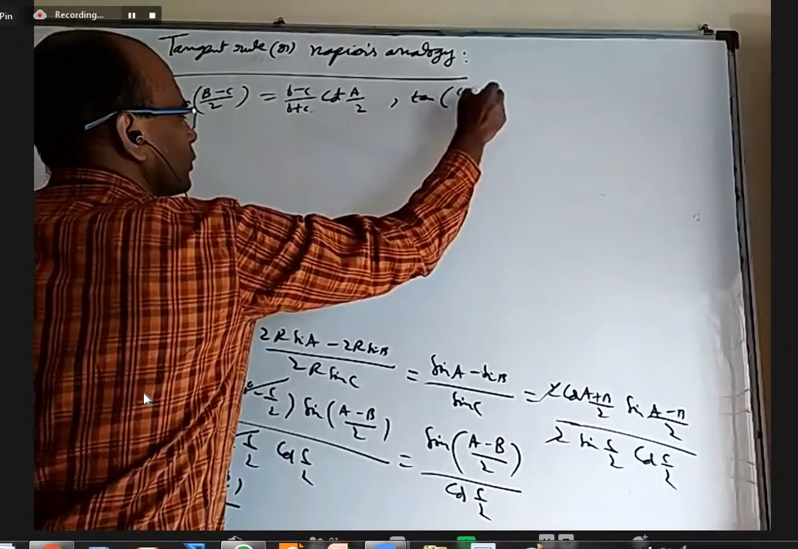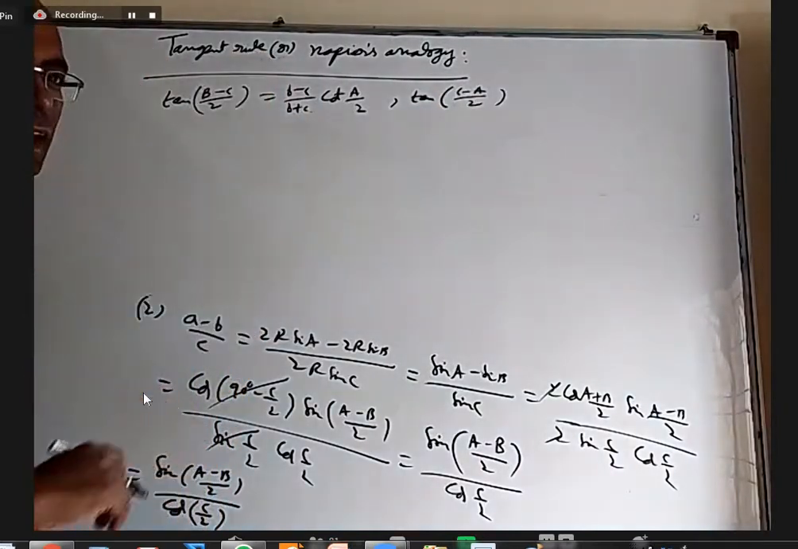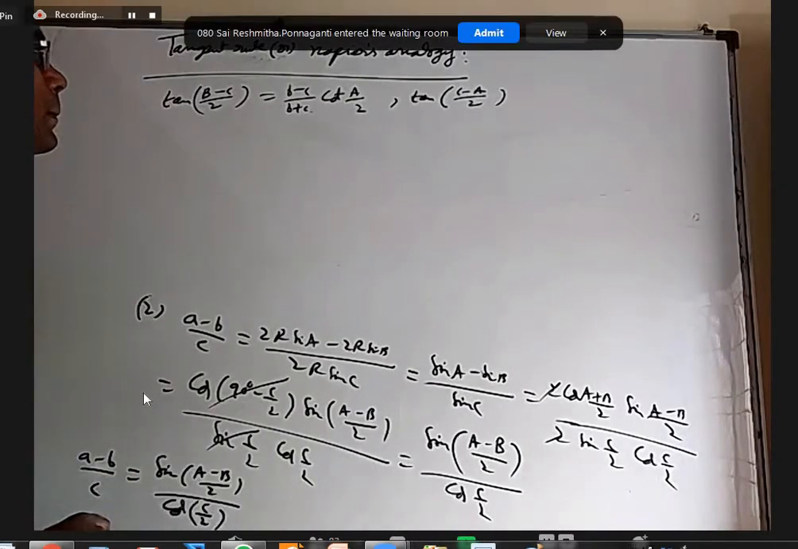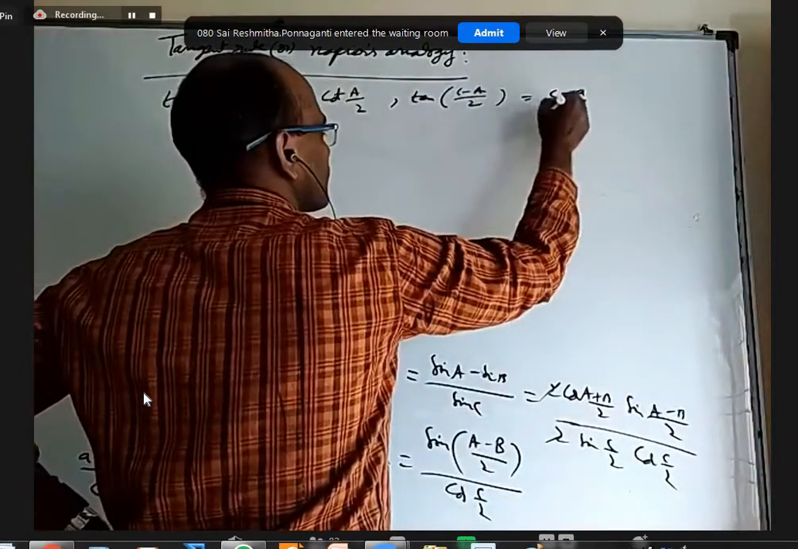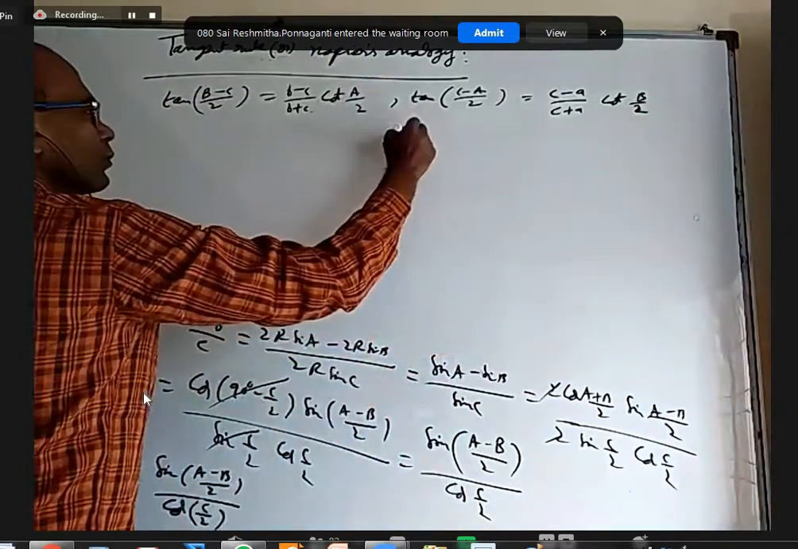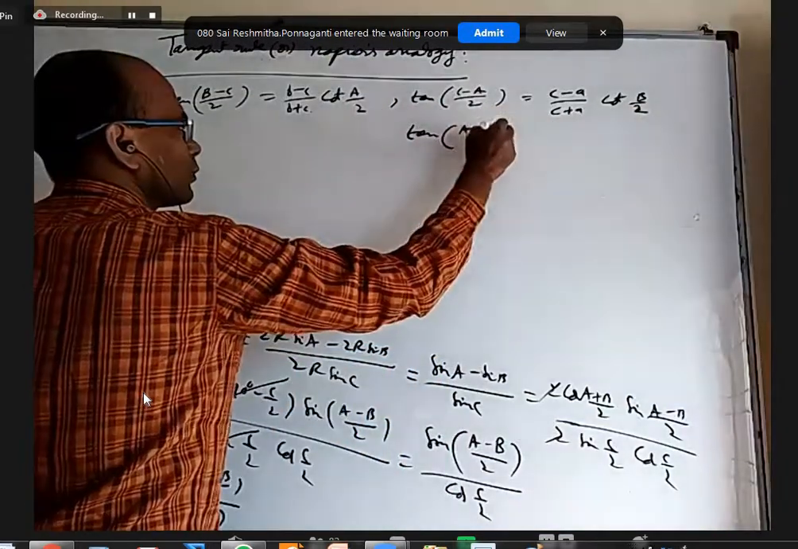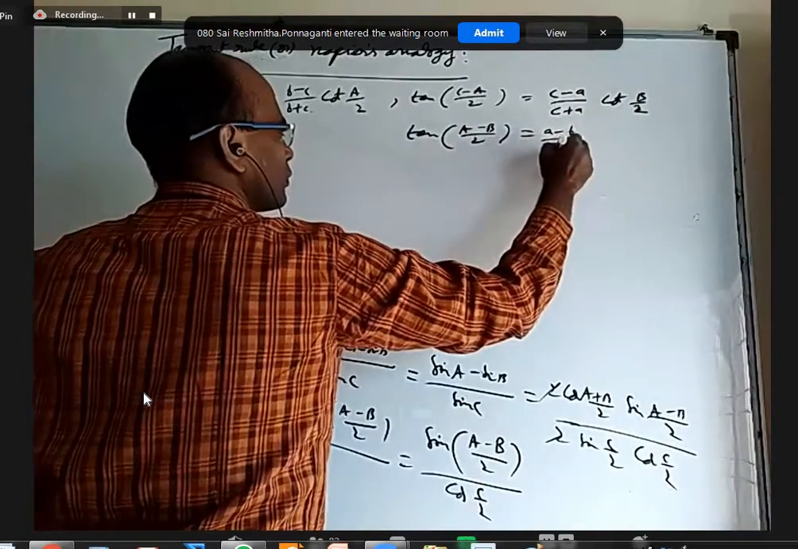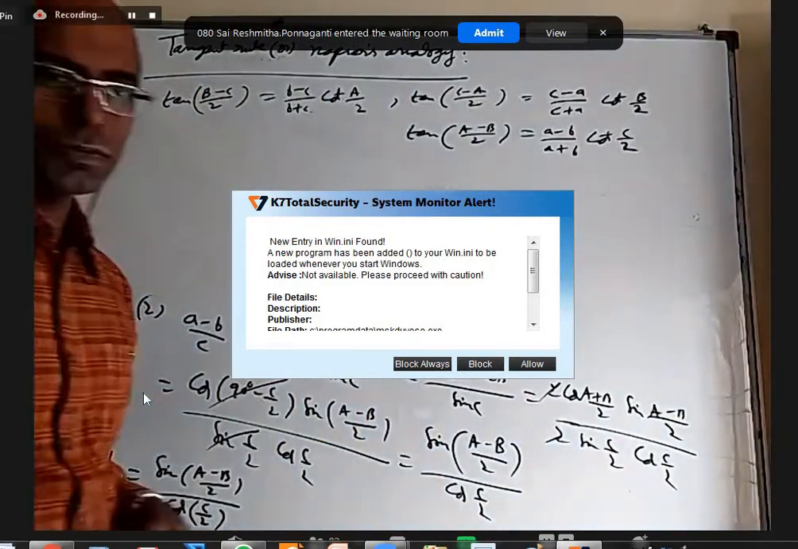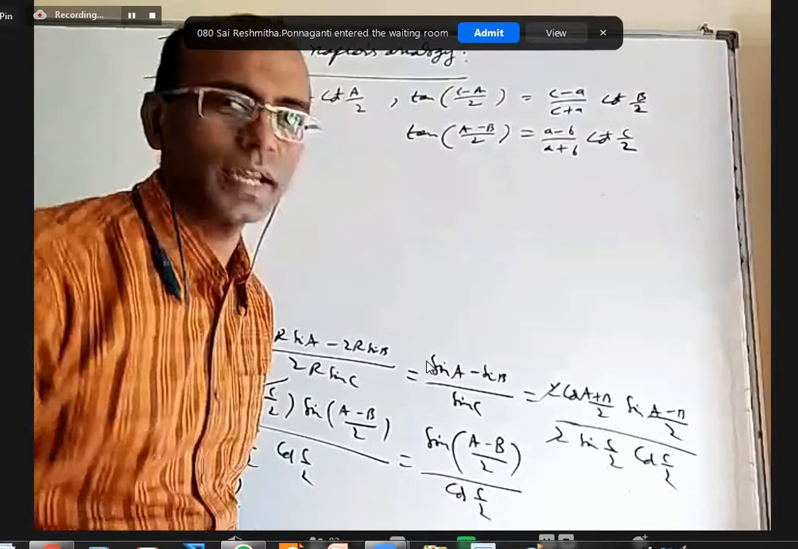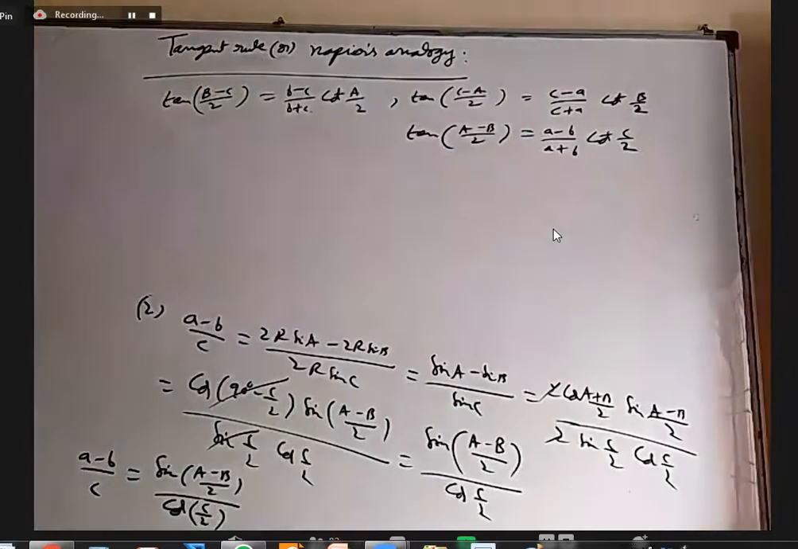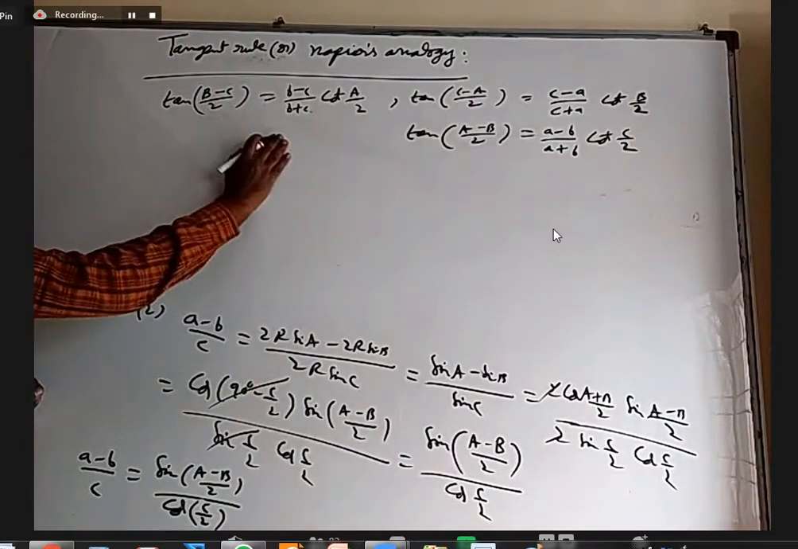Sir, what's that? Some analogy? Tangent rule or Napier's analogy. Napier's analogy. It is not like the sine rule and cos rule, where you have a sine A formula and you divide sine A by cos A to get a formula for tan A. That is not called the tangent rule. This is called the tangent rule. We'll prove this by using the sine rule only.